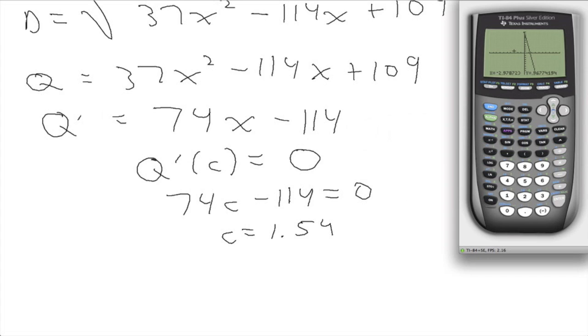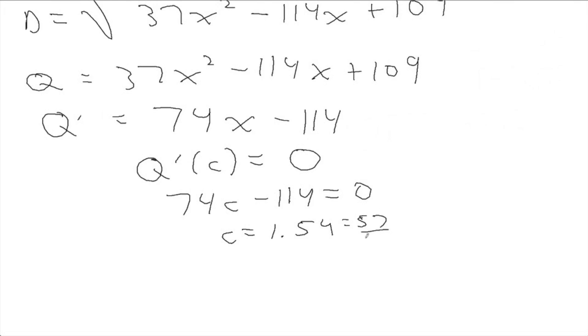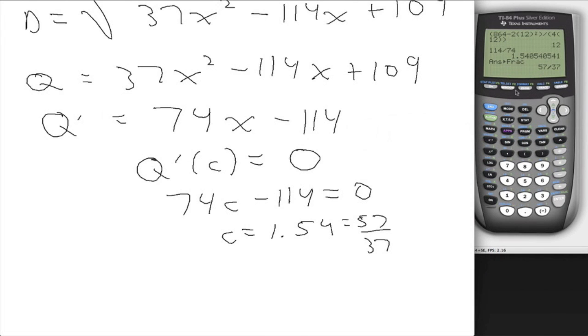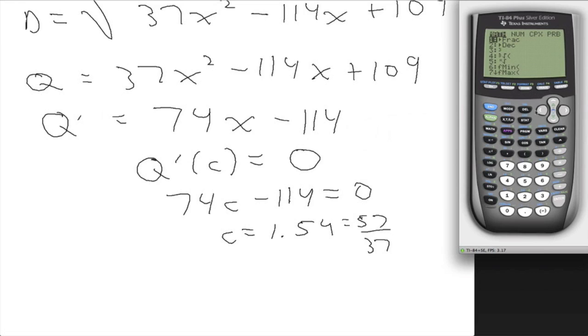Good. You could do this on your calculator, and you could get 1.54. So it's going to be 114. Sorry, you were saying? And then we can go to the math menu and change it into a fraction. 57/37. I don't know if that's any better. Did you follow what I did? This is how you can turn decimals into fractions. You go to the math menu, turn as fraction, and you can see that the exact answer is 57/37.